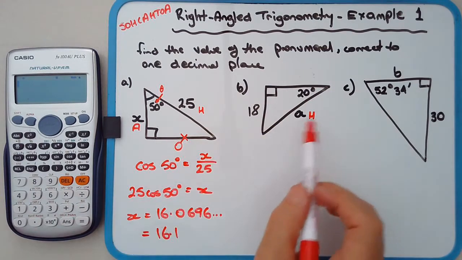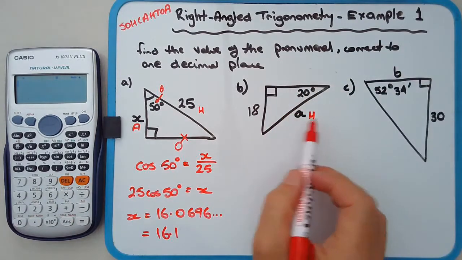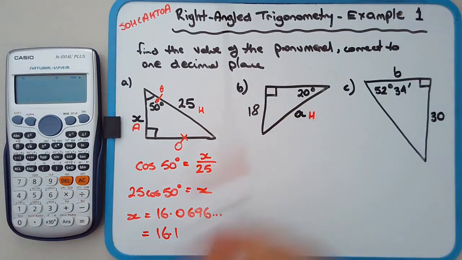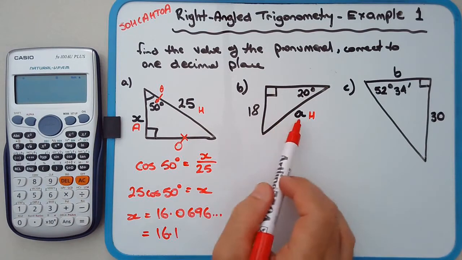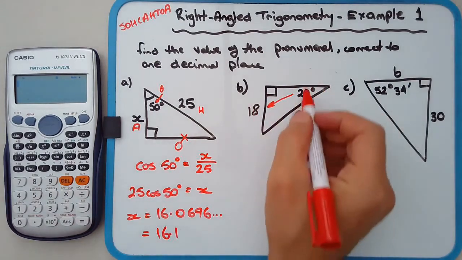Alright, so looking at that, let's label the sides. I've got the hypotenuse, that's fine. The 18 is well over the other side, so it's opposite the theta.